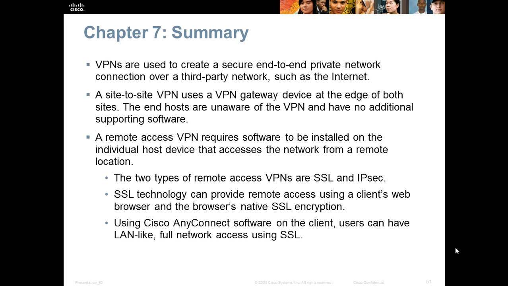The two major types of remote access VPNs are SSL and IPsec. SSL technology can provide remote access using the client's web browser and the browser's native SSL encryption. Using Cisco AnyConnect software on the client, users can have LAN-like full network access using Secure Sockets Layer.